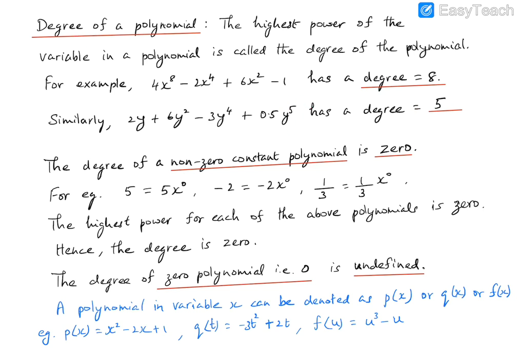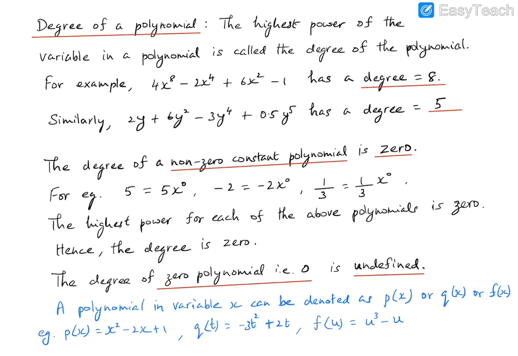Okay. Now, what is the degree of a non-zero constant polynomial? So if we have just a constant like the number 5 or like the number 2 or minus 2, the constant term is basically the number multiplied with x^0. Again, this is something which we have seen just a few minutes back. So now 5 is nothing but 5x^0. Similarly, minus 2 is nothing but minus 2x^0. 1 by 3 is 1 by 3 times x^0, right?